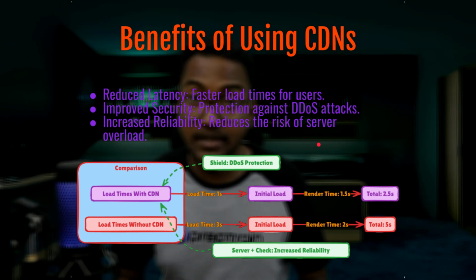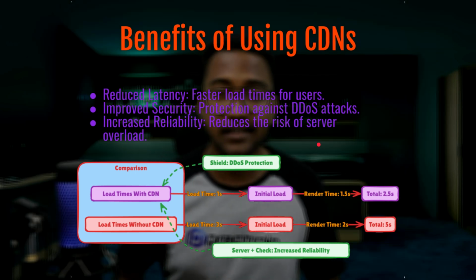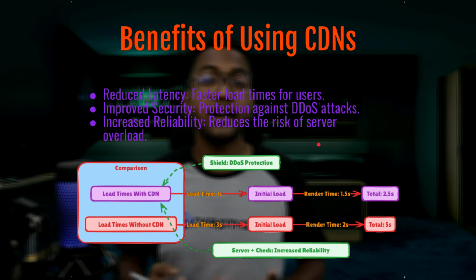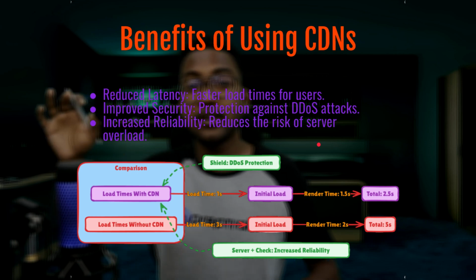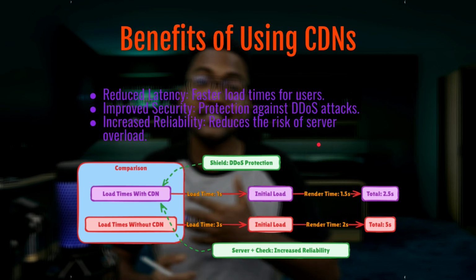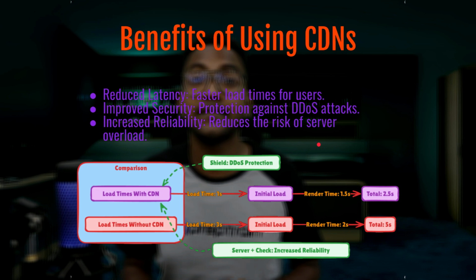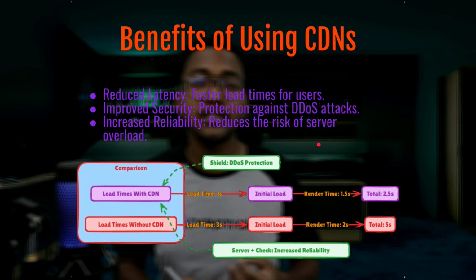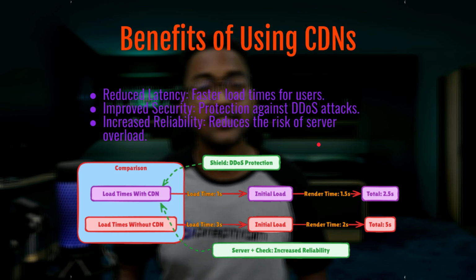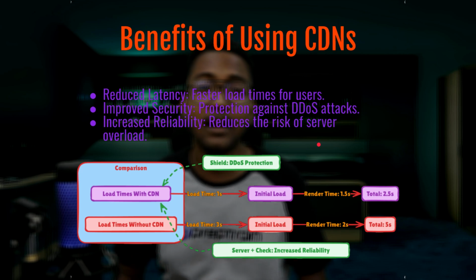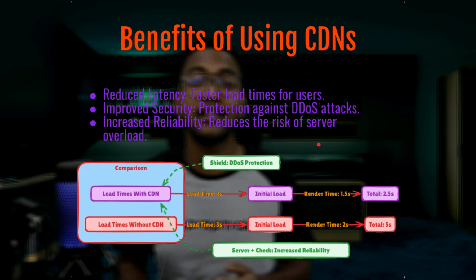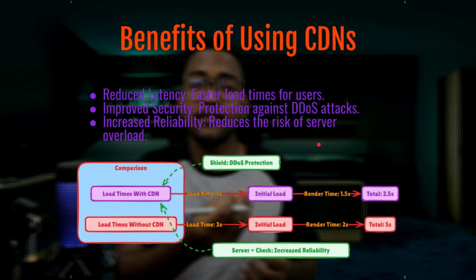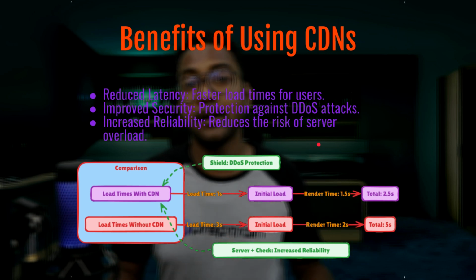Alright, so the first benefit is reduced latency. This is probably the most important advantage of using a CDN. By storing content on edge servers close to the user, CDNs dramatically reduce the time it takes for data to travel. This results in faster load times for websites, images, videos, and other content. Imagine you are trying to stream a movie, and instead of waiting for the content to come from a server across the world, it is directly delivered from a server just a few hundred miles away. That's the power of reduced latency.